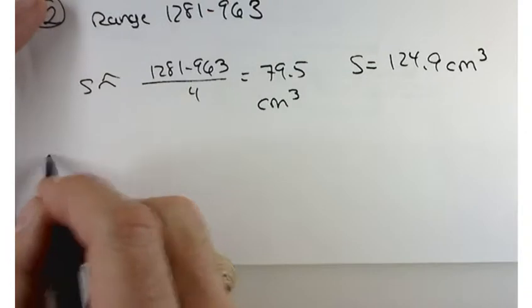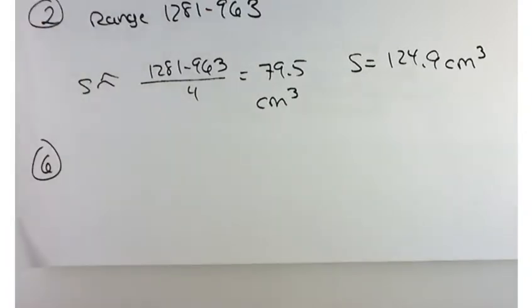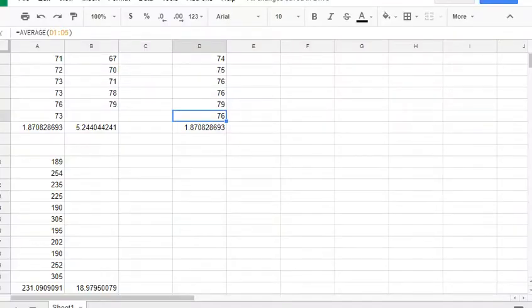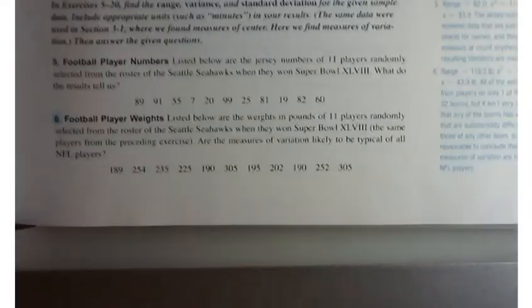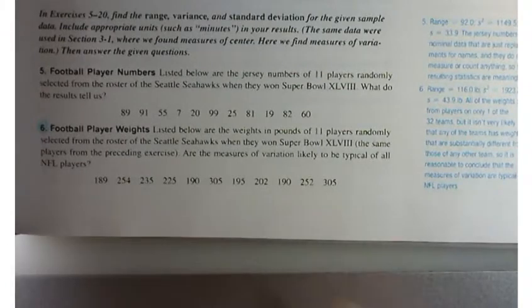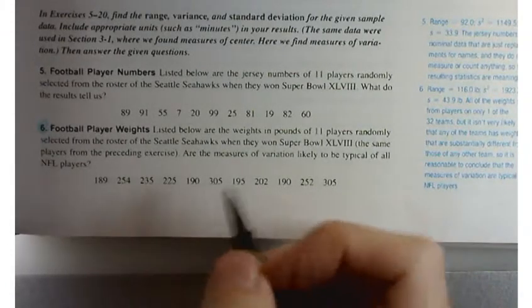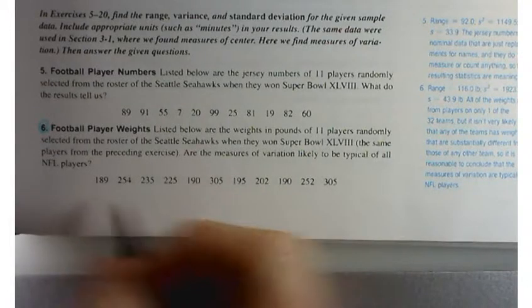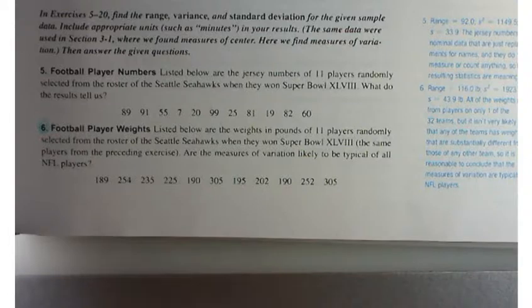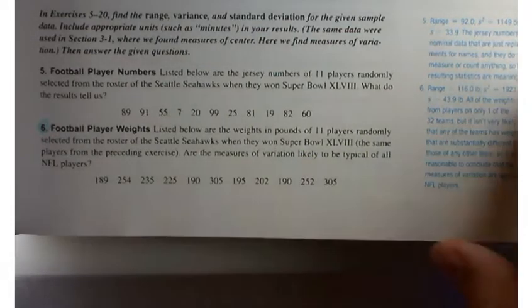So problem number 6. Football player weights. We've seen this data set before. These are the weights of 11 randomly selected players from the roster of the Seattle Seahawks when they won Super Bowl 48. So let's see if we can calculate the standard deviation and then maybe answer a question based on that.